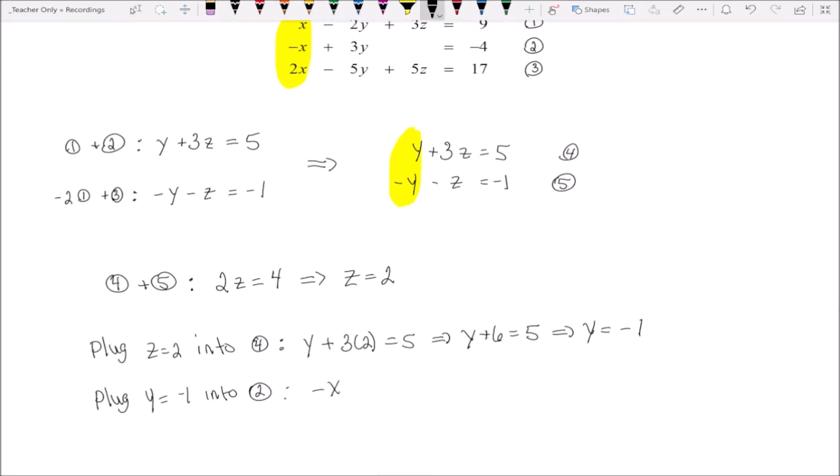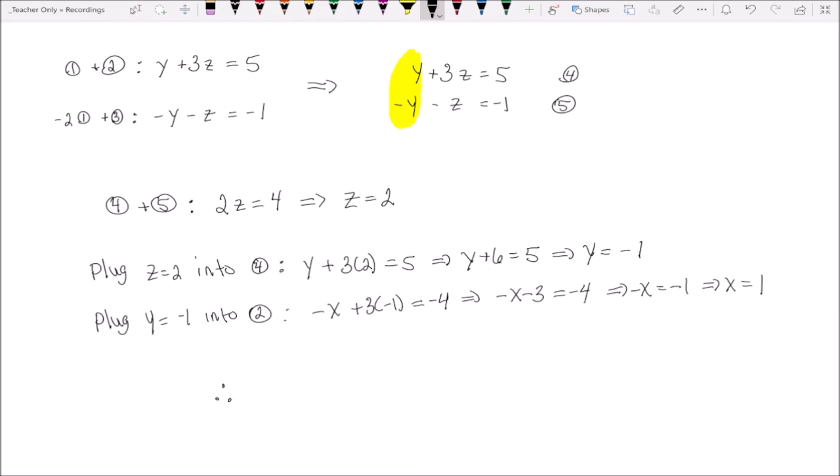We'll get negative x plus 3 times negative 1 is equal to negative 4. This means that negative x minus 3 has to equal negative 4, or that negative x is equal to negative 1, which means x is positive 1.